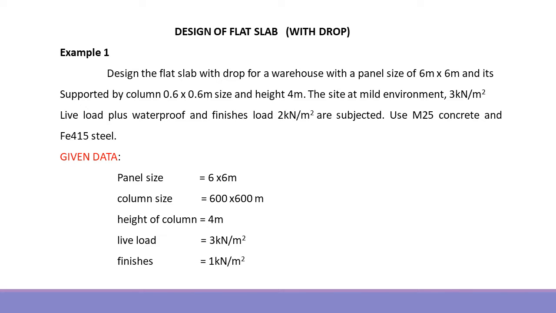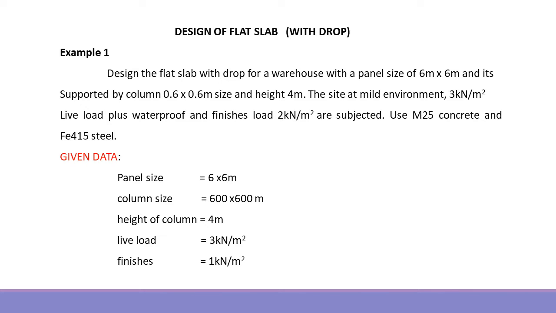So you can easily take it as the size of the panel, and it is supported by a column 0.6 meter into 0.6 meter. Since both sizes are given, it will be taken as a square column, and the height is 4 meter. The floor to floor height is 4 meter, so it will be taken as the column height also. The site has a mild environment, the live load is 3 kN per meter square, and the waterproof and floor finish load is 2 kN per meter square. Use M25 grade concrete and Fe 415 steel.